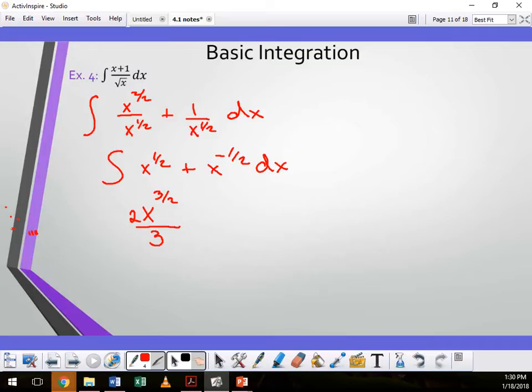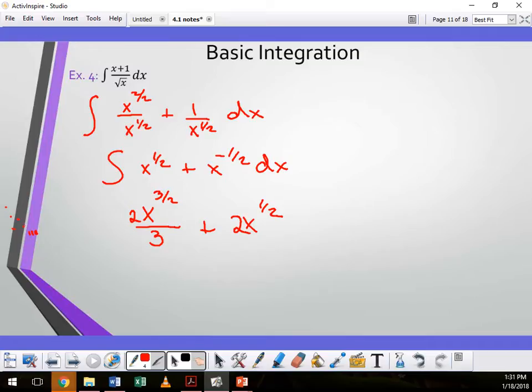Now, the next part, I am adding again. I have negative 1/2 and I'm adding 2 over 2, so it gives me positive 1/2. So it's plus x to the 1/2, but now it should be over 1/2. With the reciprocal, it'd be 2 over 1. Because if I'm dividing by 1/2, I multiply by the reciprocal, which is 2 over 1.